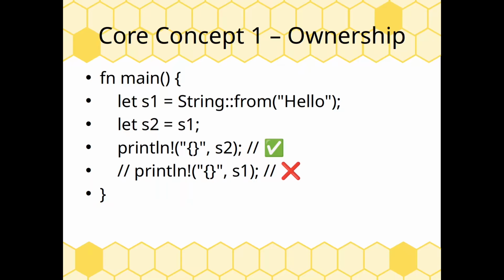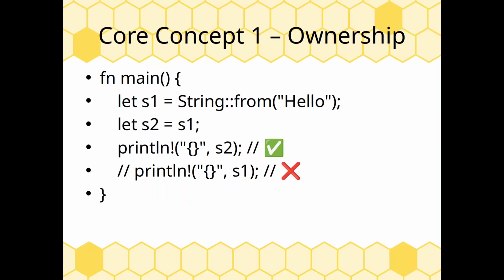And the first core concept is ownership. When you declare a variable in a function, the owner of the variable will be the function itself, and you can transfer the ownership to another variable in the function. But once you have done that transfer, you cannot access the first variable.